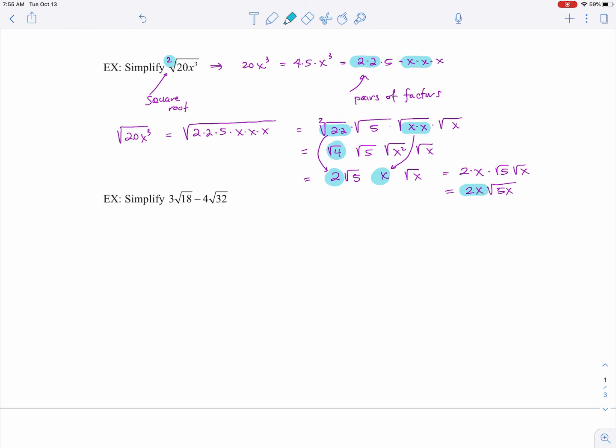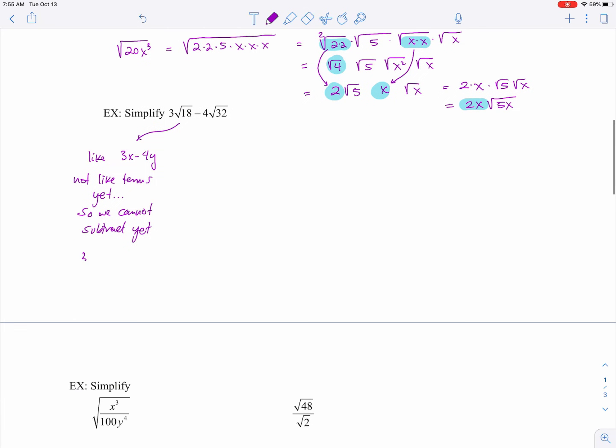Okay. Now we're going to do a little bit of arithmetic. 3 square root of 18 minus 4 square root of 32. Well, as of right now, this is like 3x minus 4y. These are not like terms yet, so we cannot subtract yet. We'd like it to be of the form something like 3x minus 4x. Once these are like terms, we can simplify.